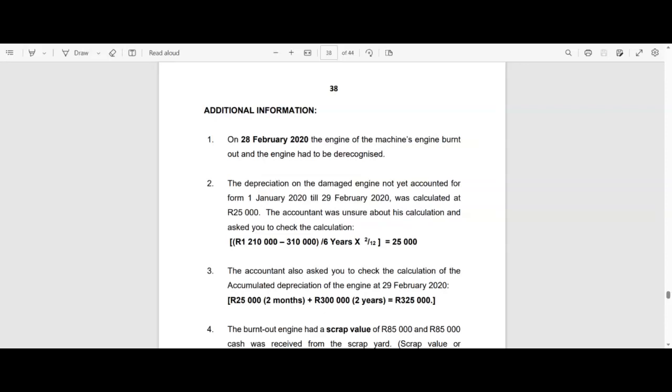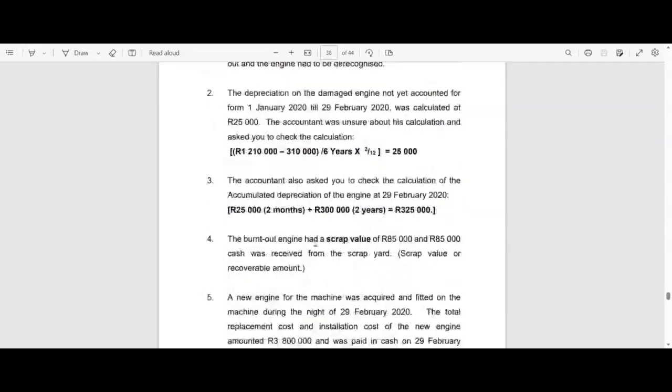Fixed property or immovable property such as land, that is a different matter. As we've said a few weeks ago, I think it was 2 weeks ago or so, in the case of land, you will probably use the revaluation model because land tends to appreciate. So a revaluation model instead of a cost model will be more appropriate for land. Anyway, we digress.